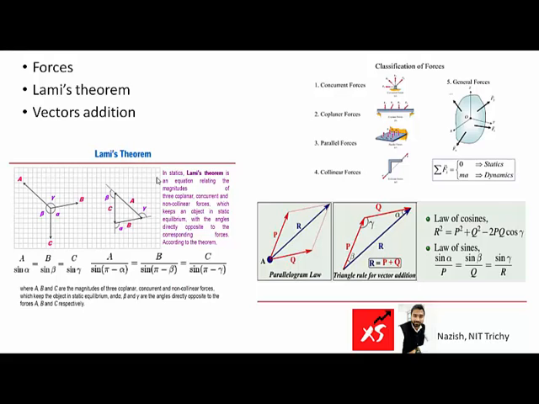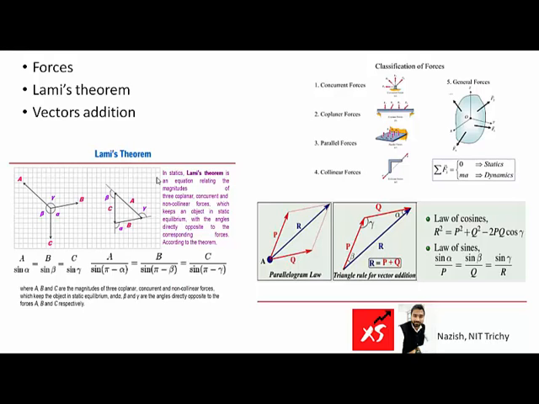So using Lamy's theorem, we can state that the ratio of the forces applied to the angle opposite to the corresponding forces are equal, which means that A upon the angle opposite to force A, that is alpha, that is A upon sine alpha, will be equal to B upon sine beta, will be equal to C upon sine gamma. Now using this theorem we can find if a body is in static equilibrium, and we can find the resultant of the forces based on this.